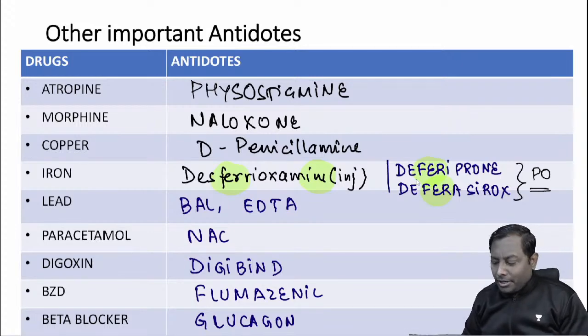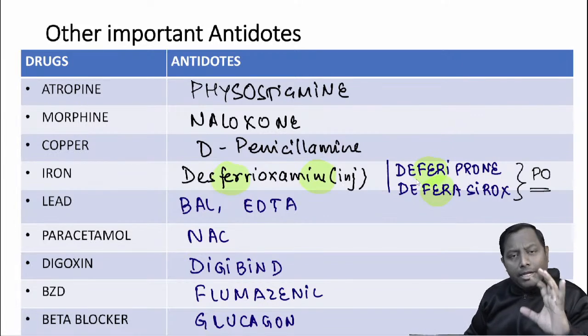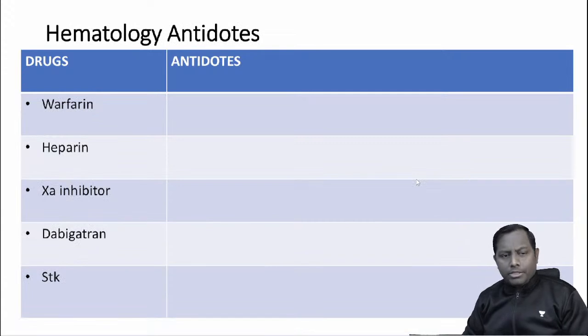Important questions on antidotes are done. Now, one more question that I am expecting in the upcoming examination: it will be an antidote, but not the general antidotes. It can be an antidote from the hematology topic. So since we are discussing antidotes, I'll take this opportunity in the next 1 minute to give you the antidotes of this one.